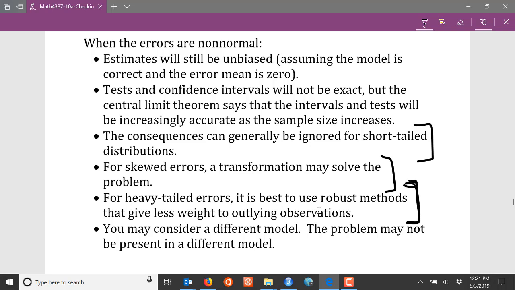So if you have heavy-tailed errors, then you don't really want to trust the inference made with hypothesis testing or the confidence interval you get, because those large values, those unusual errors, can really impact your analysis. And so if you know that you have heavy-tailed errors, it's probably a good idea to use some sort of robust regression method instead of just using ordinary least squares regression to fit your model.